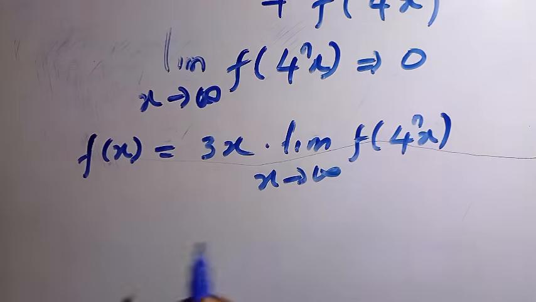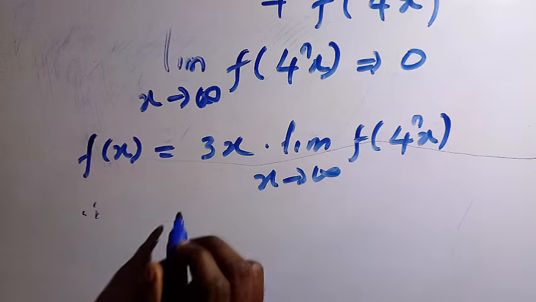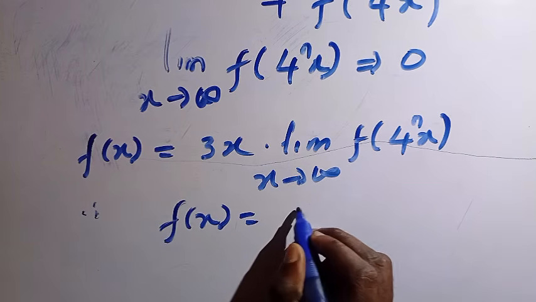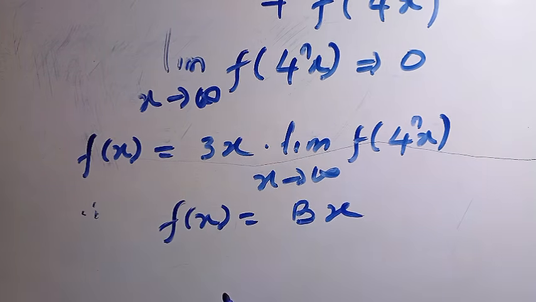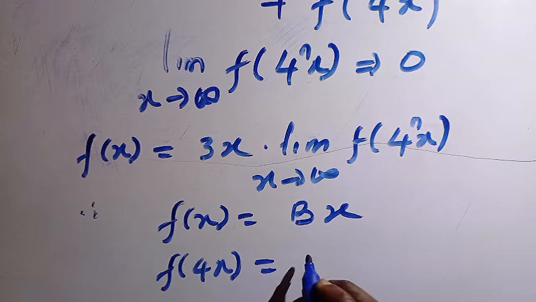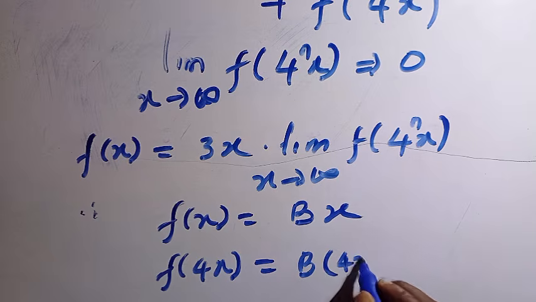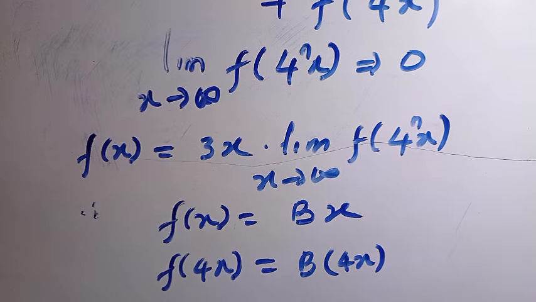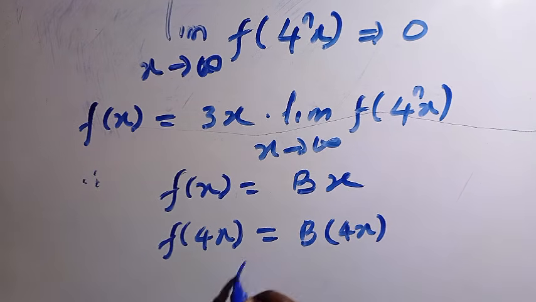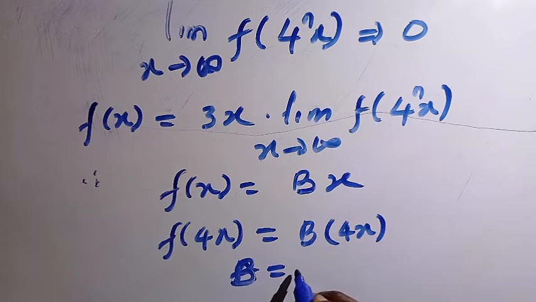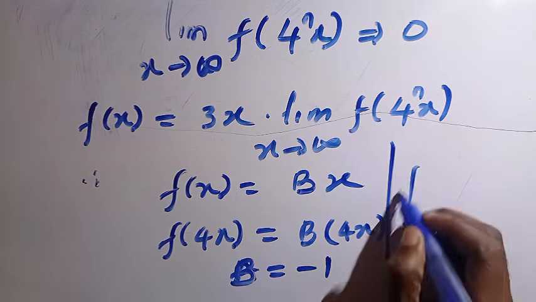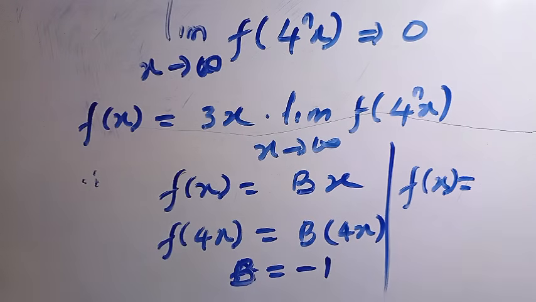Therefore, we are going to conclude that, suppose I let f of x equal bx, and I try to substitute for f of 4x. f of 4x will give us b into bracket of 4x. Subtracting this from each other, we are going to have b equals minus 1. And if b equals minus 1, we are going to have f of x equal to, let's say, minus x.